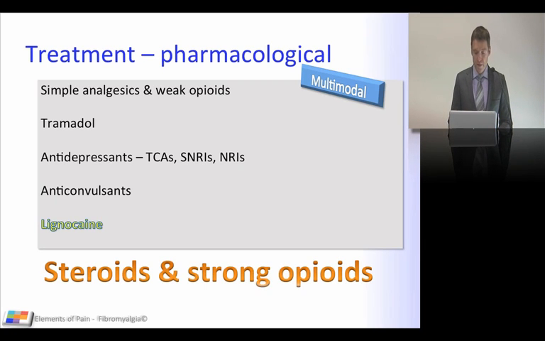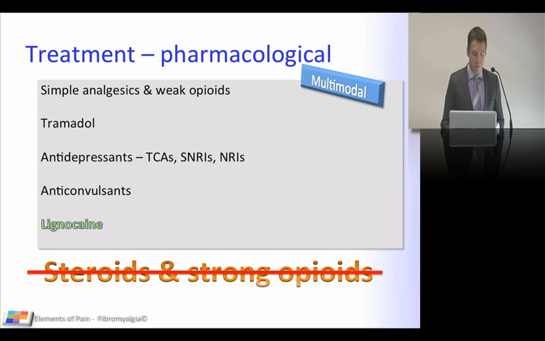You're going to ask me about steroids and strong opioids, and the simple answer is no. Steroids haven't been shown to be useful in this group of patients, and strong opioids, the risks far outweigh the benefits.